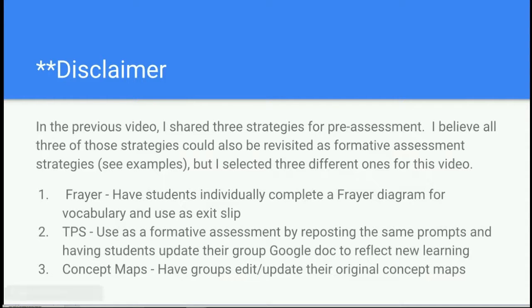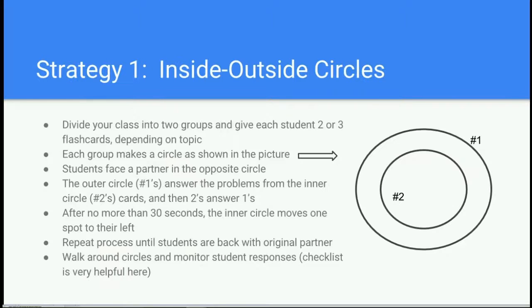And again, concept maps, they can do the same thing with their concept maps. You can give it back to them, and remember I said use either sticky notes or index cards. They can go back and adjust it, and they can maybe do some new mapping on it that they hadn't done before. So all 3 of those, I think, can be revisited as a form of formative assessment in addition to a pre-assessment. But what I did for this is I collected 3 different strategies because I didn't want to just revisit the same 3.